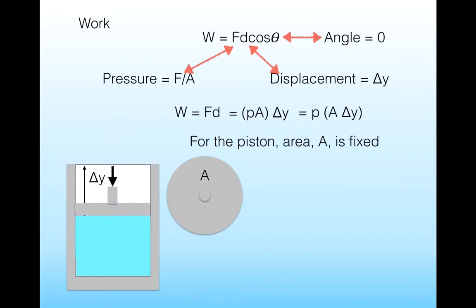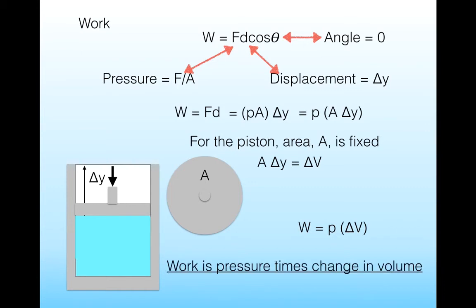When the piston lowers by an amount dy, the amount of volume that is changed is just proportional to the area times the change in y. So the area times the change in y is just equal to the change in the volume of the gas in the piston. This makes our life a lot simpler. This means that we can reduce our work equation from FD to be equal to the pressure times the change in the volume. So the work of this system is just the pressure times the change in volume.